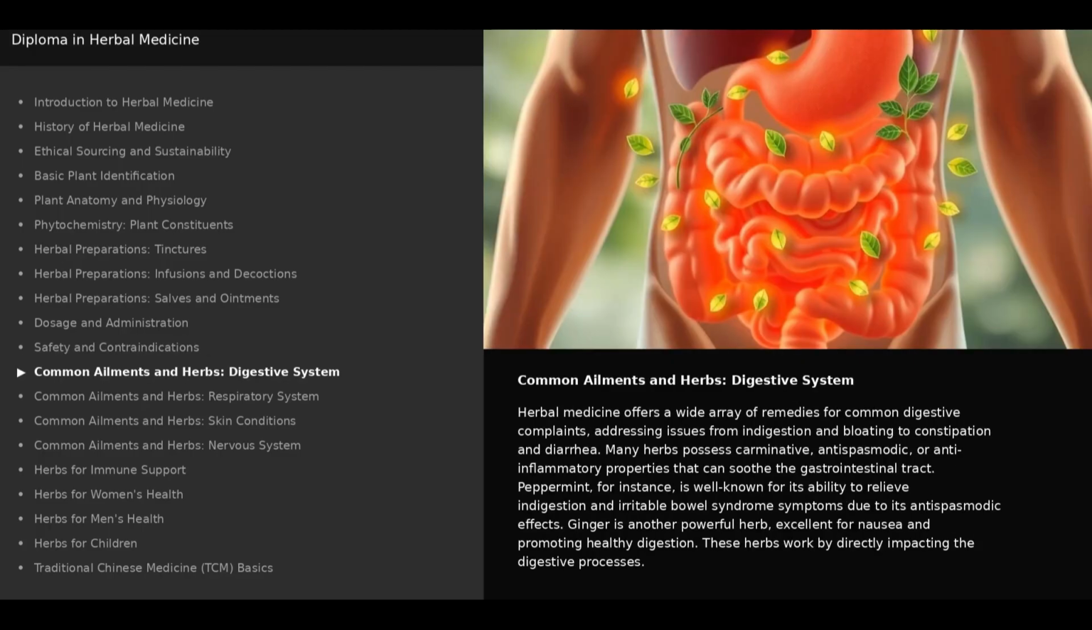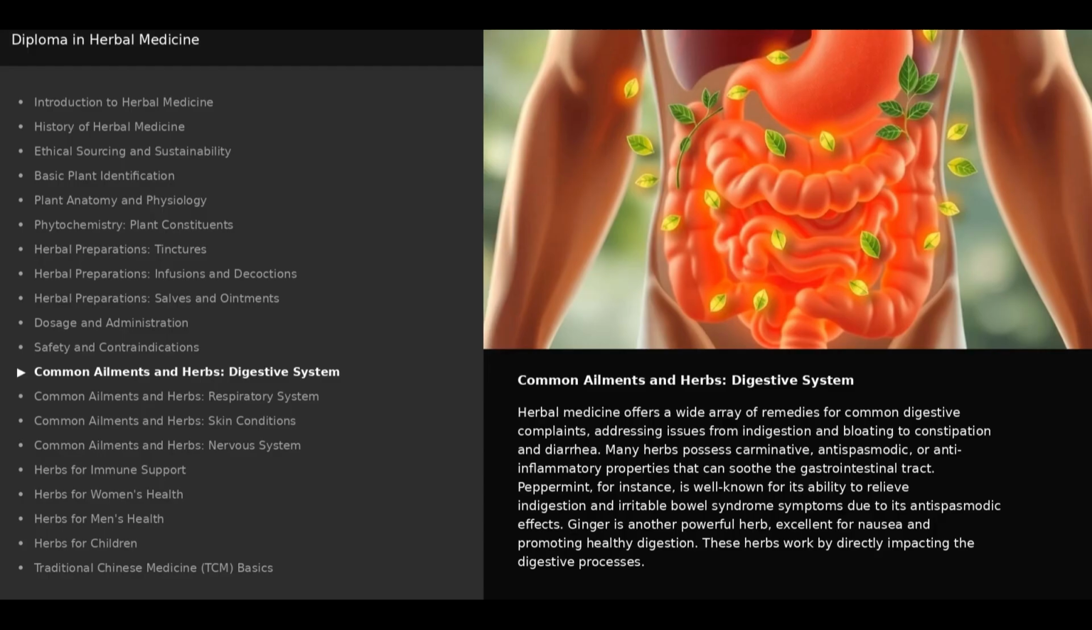Common ailments and herbs. Digestive system. Herbal medicine offers a wide array of remedies for common digestive complaints, addressing issues from indigestion and bloating to constipation and diarrhea. Many herbs possess carminative, antispasmodic, or anti-inflammatory properties that can soothe the gastrointestinal tract.